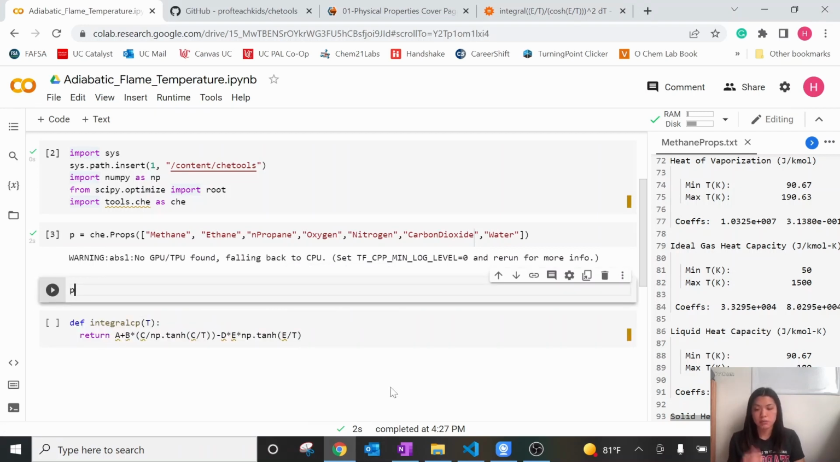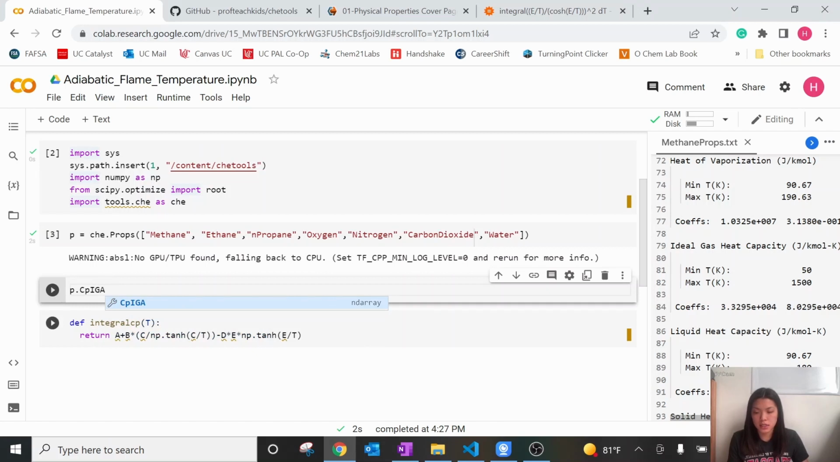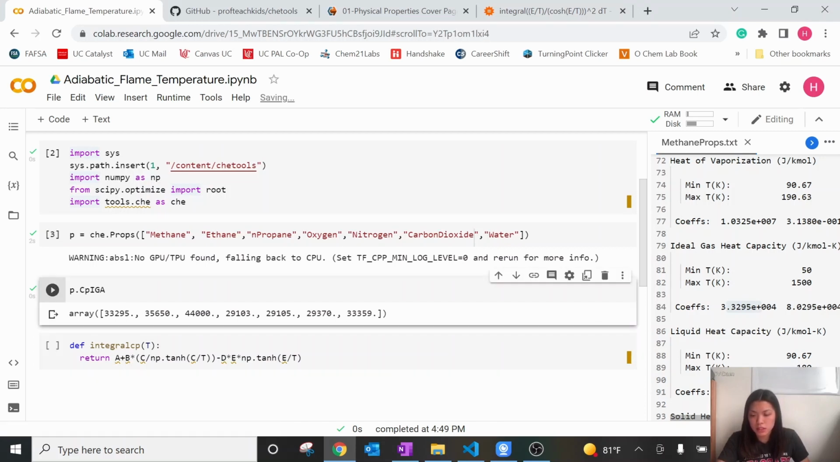To get that, we're going to use the P. This is the properties that we defined earlier. And this is the ideal heat capacity. So if we were to look at, let's just say, IG, CP, IG, that's the ideal heat capacity. If we were to get the first coefficient here, we can see that it matches the 33,295 that's here for the methane. Again, it's for all of the properties. So the first one we're looking at here is the methane. We can see that it lines up. So we need to use these values.